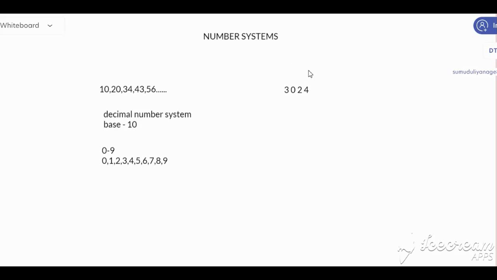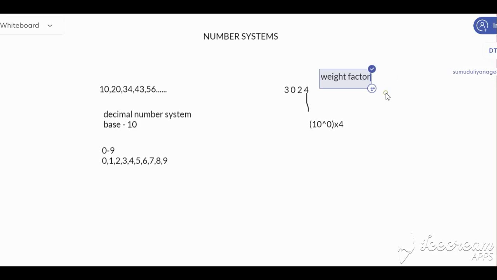Every digit in this number has a position value. If I take this 4, it has a position value of 10 to the power 0. This position is 0, this position is 1, this position of 0 is 2 and this position of 3 is 3. So it is 10 to the power of the position number 0, times 4, the value. We also call this the weight factor, so keep it in mind. I will write it here: weight factor.